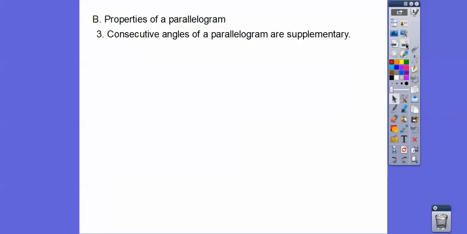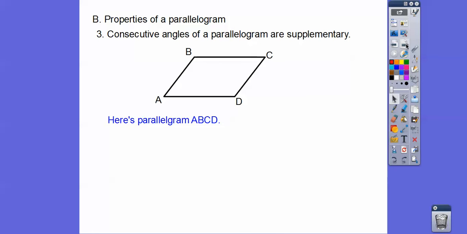Okay, and then consecutive angles of a parallelogram are supplementary. Here's a parallelogram A, B, C, D, and the vertices always go in order. You can go either clockwise or counterclockwise, but it will never go A, B, over here, C, D. It'll never skip. It always goes in order: A, B, C, D.